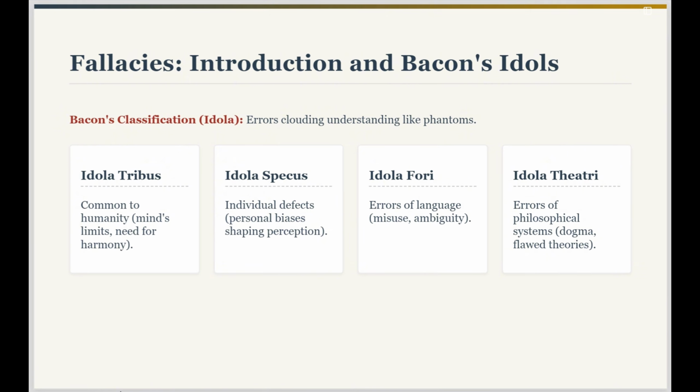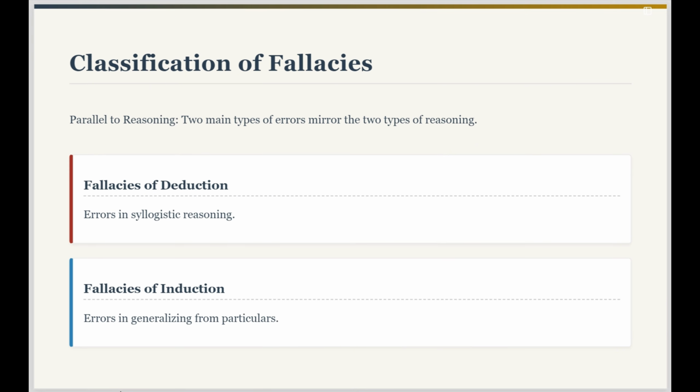Let's try a more structured approach. A better way to organize fallacies is to mirror the two main forms of reasoning we discussed, deduction and induction. Just as there are deductive and inductive arguments, there are corresponding ways to mess them up. So, we'll look at fallacies of deduction and fallacies of induction. This keeps things clearer and more systematic.